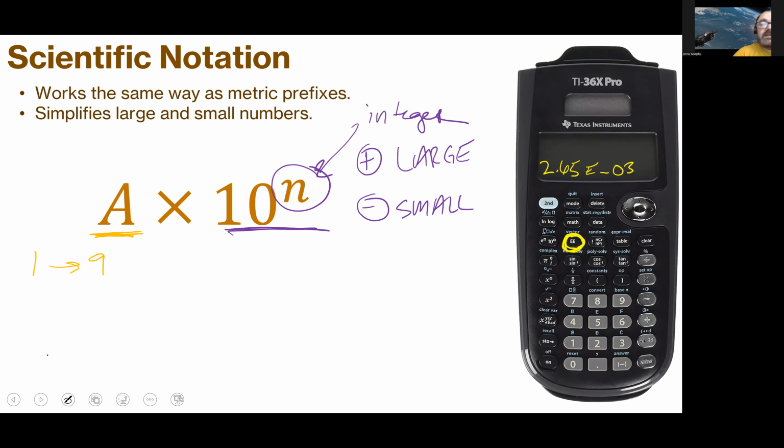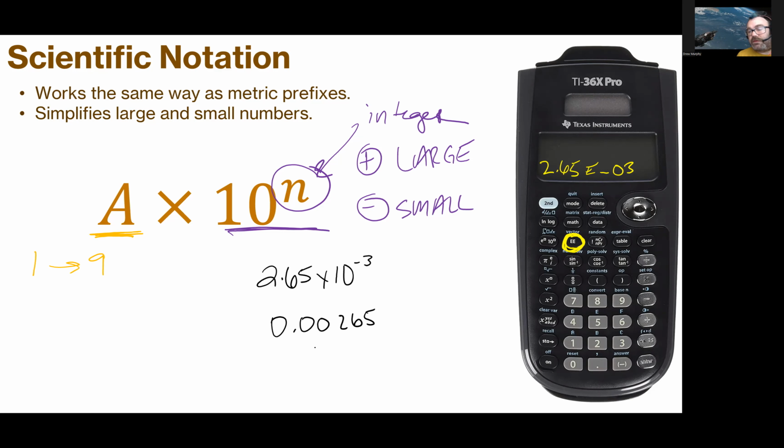What that means is you've just typed in the number 2.65 times 10 to the negative 3. And this number is the same as 0.00265. Okay, I'm going to show you how to convert those in a second, back and forth.